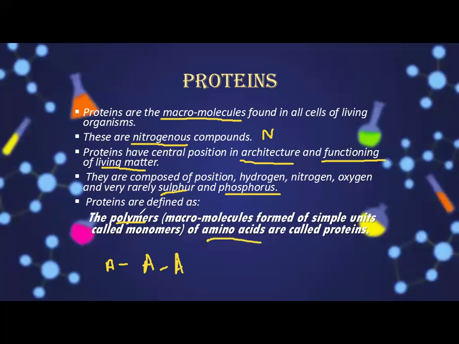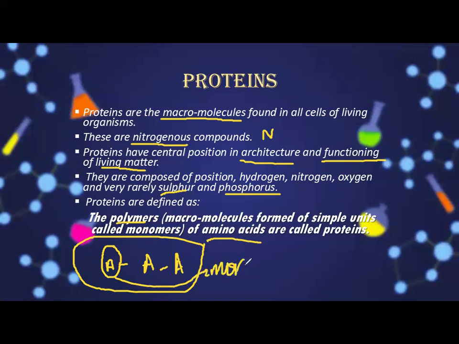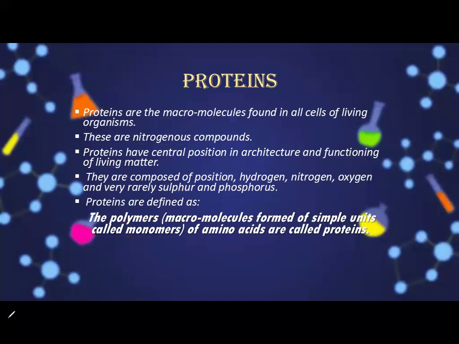What is a monomer and a polymer? A macromolecule is formed from a simple unit called a monomer. The long chain is known as a polymer, and a single unit incorporated in this chain is known as a monomer. Mono means one. When many monomers combine together, they form a large chain that is known as a polymer. So what is a protein? The protein is the polymer of amino acids.